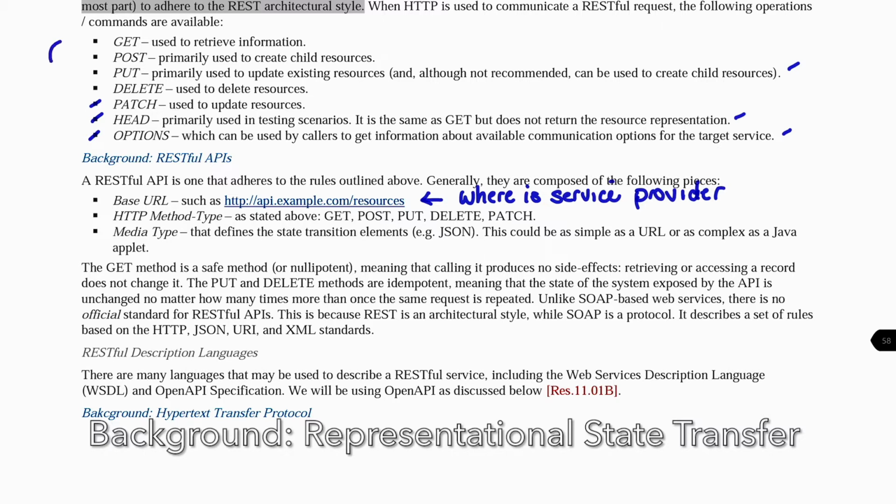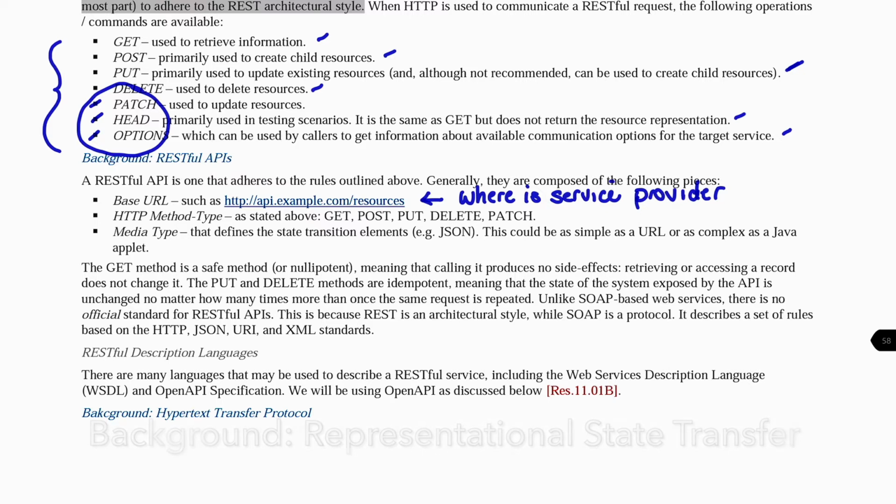They're listed right here. We have get, which is used to retrieve information, post, which is primarily used to create child resources, put, which is primarily used to update existing resources. And although it's not recommended, it can also be used to create child resources. Then we have delete, which, as the name suggests, is used to delete resources. The last three, patch, head, and options, I'm not going to go over in detail right now. You can read the descriptions. They're more likely to be used in testing scenarios.